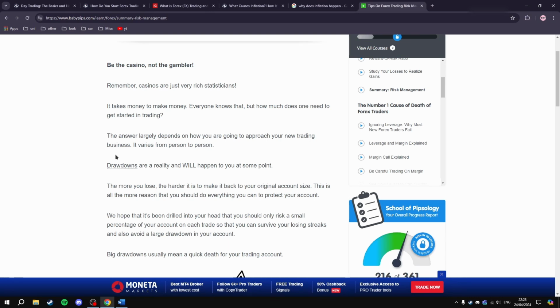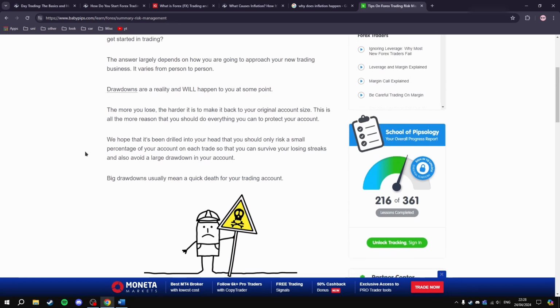It takes money to make money, everyone knows that, but how much does one need to get started in trading? The answer largely depends on how you are going to approach your new trading business. It varies from person to person.